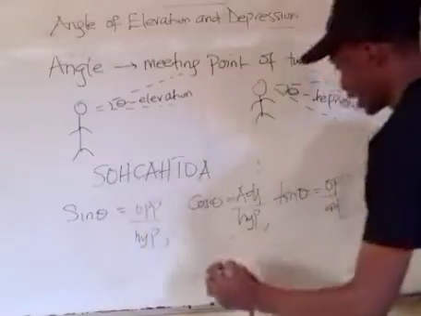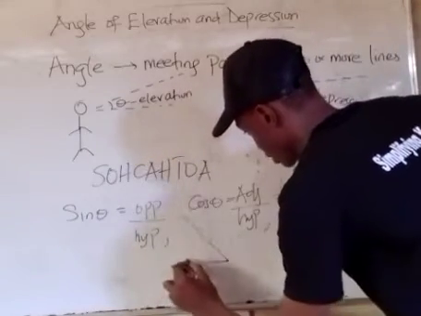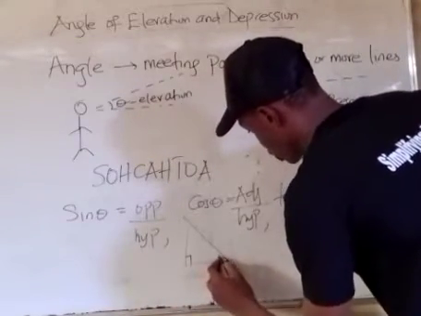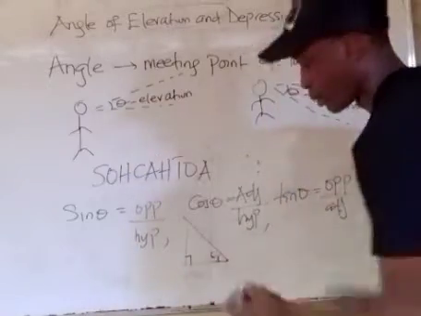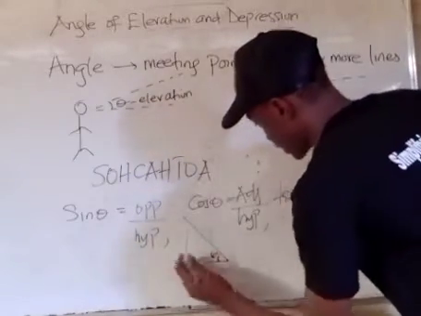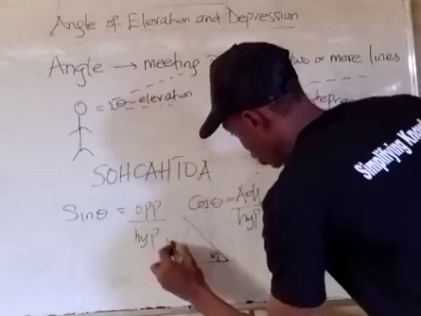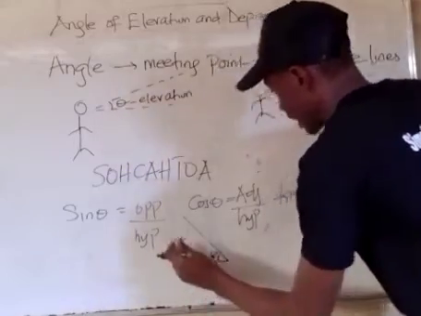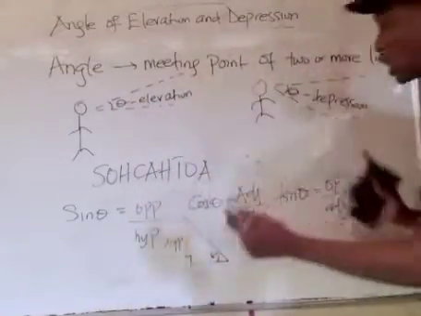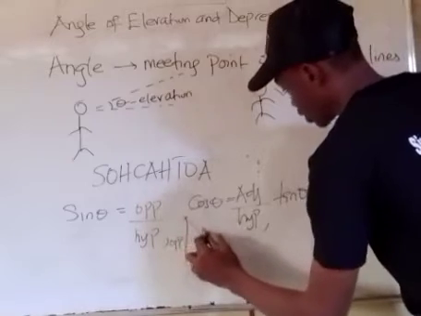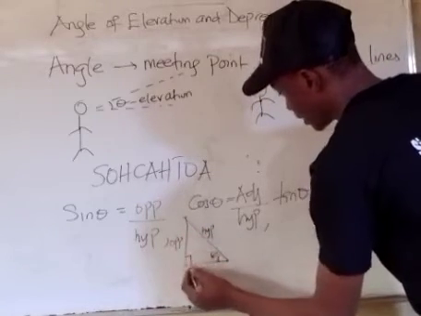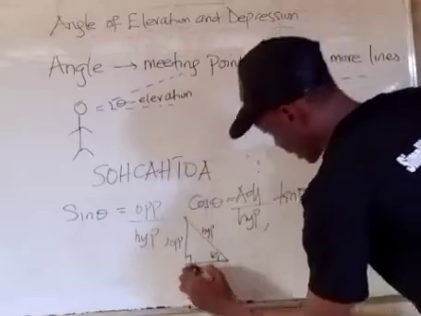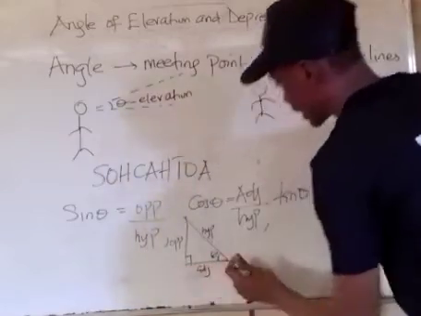Because in a right angle triangle, when we draw a right angle triangle, and this is the angle theta, this side is called the opposite side, and the longest side of the right angle triangle is called the hypotenuse, while the adjacent side is this side.